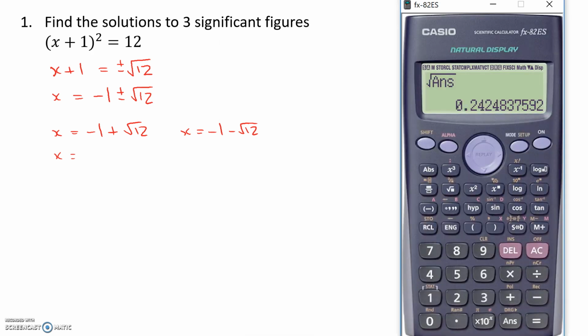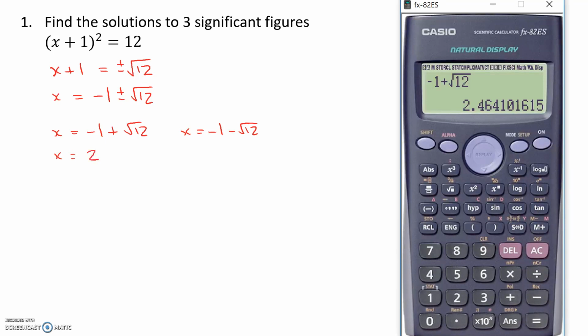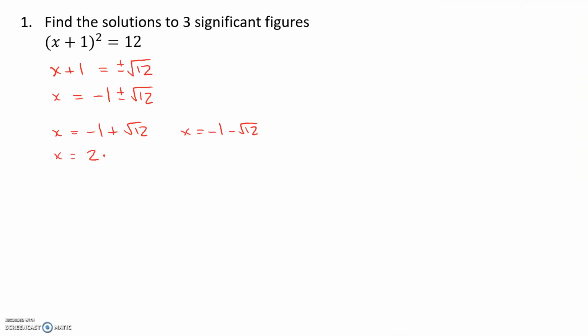Okay, calculator paper, so we're going to put negative 1 plus root 12 is equal to 2.464 and so on. We want three significant figures. So x is equal to 2, the 4 is significant, the 6 is significant, and we're not going to round up, so 2.46. So negative 1 plus root 12 gives me that solution.